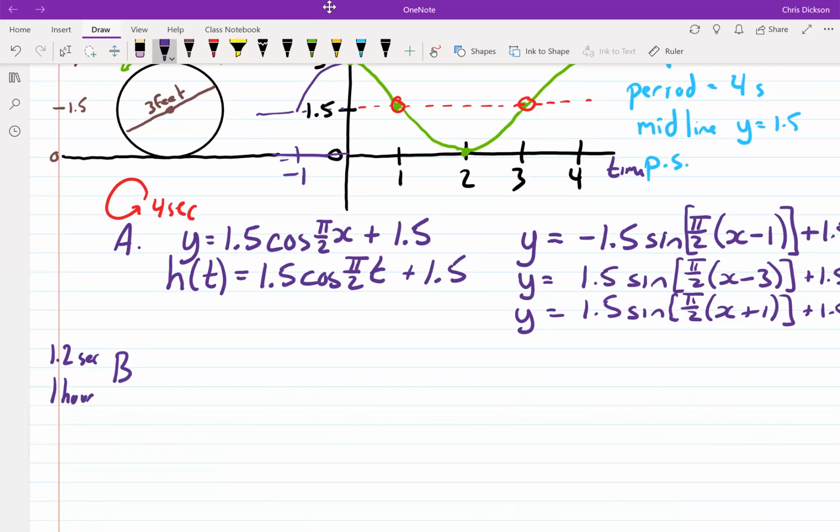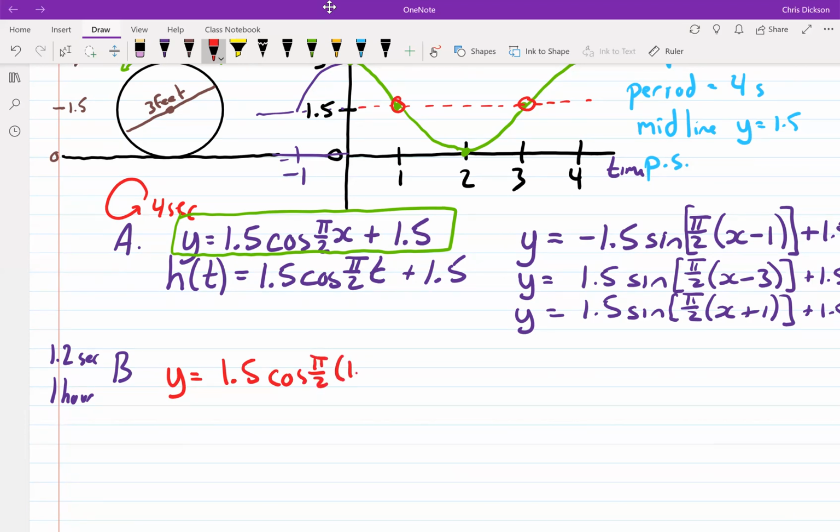Now, you could use any of these formulas or some other formula if you want to create. But what I find useful is always picking the one with no phase shift. So in this case, I would pick the cosine equation to work with here. I'm going to plug in some numbers. So let's say y equals 1.5 cosine of pi over 2 times 1.2 plus 1.5.